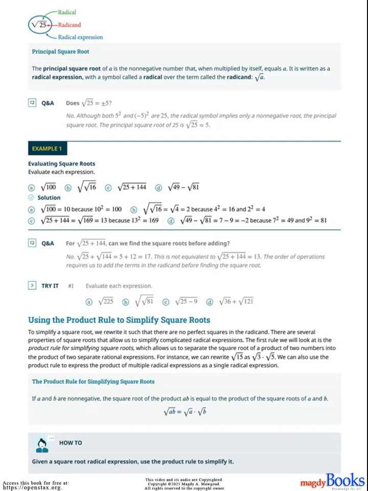Try it number 1. Evaluate each expression. A. √225. B. √81. C. √(25 − 9). D. √36 + √121.